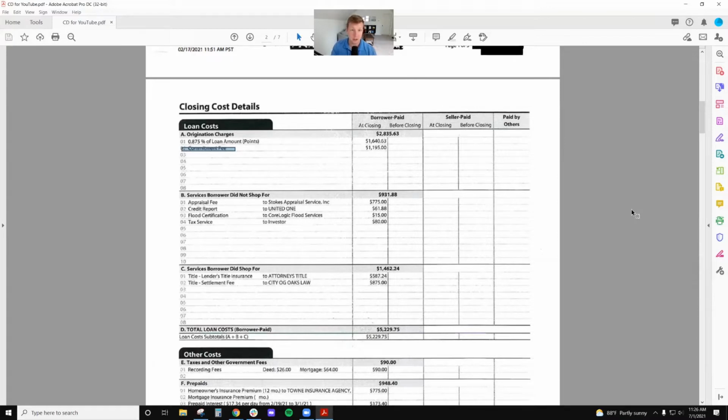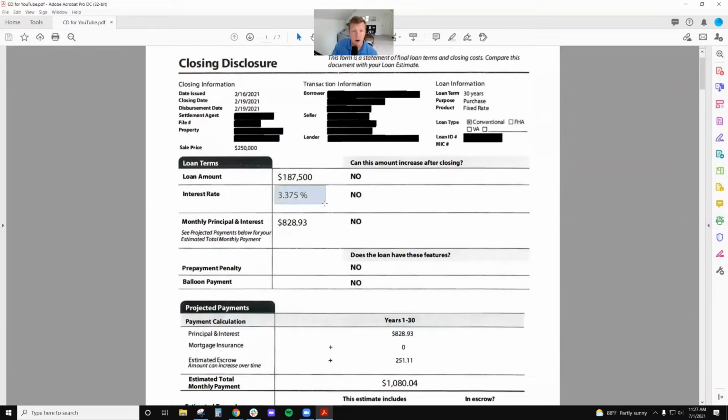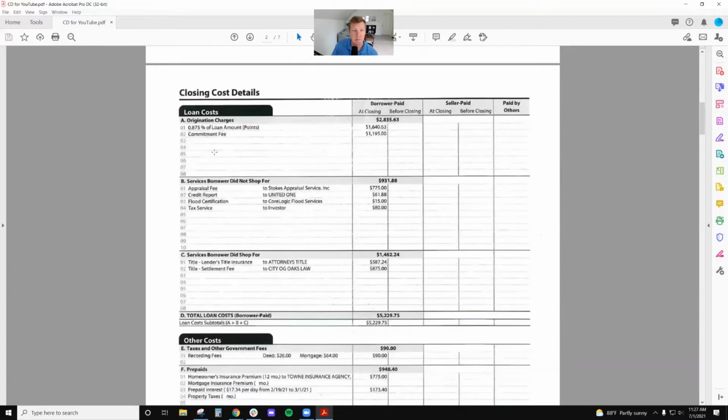Sometimes you'll see it literally listed as an origination cost. And then we've got points paid. Now what points are is basically paying upfront interest to reduce your actual interest rate. Now, if we scroll up here a little bit more, we see that the interest rate on this loan is 3.375%. So the borrower had to pay some amount to reduce the interest rate to that 3.375% on the loan. And the cost to reduce the interest rate to that percent was $1,640.